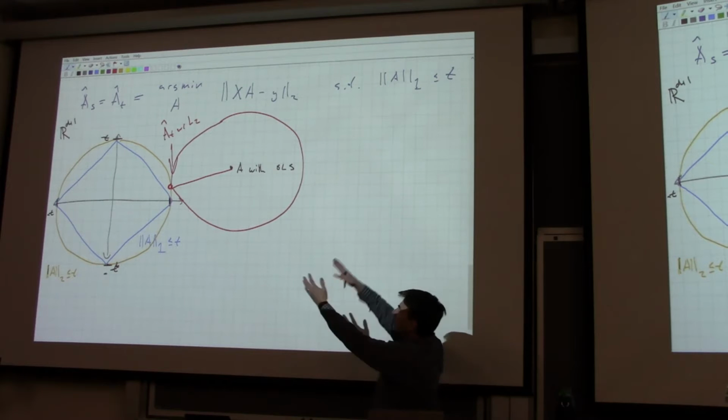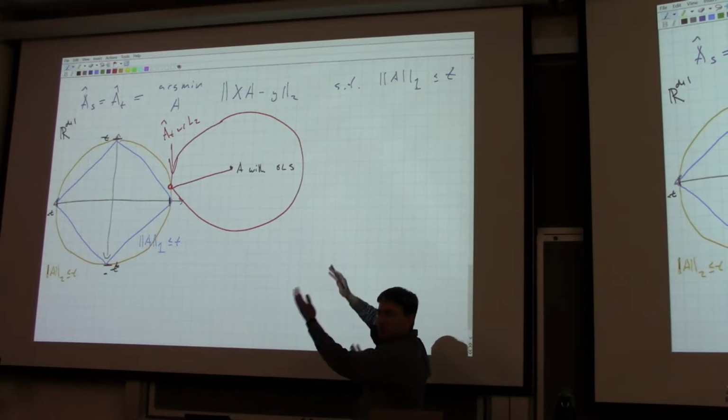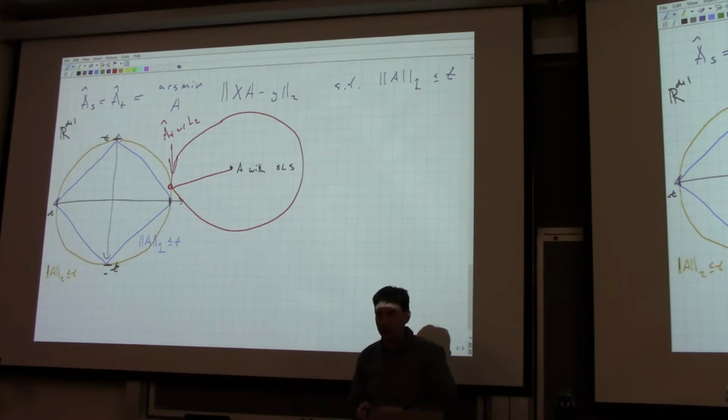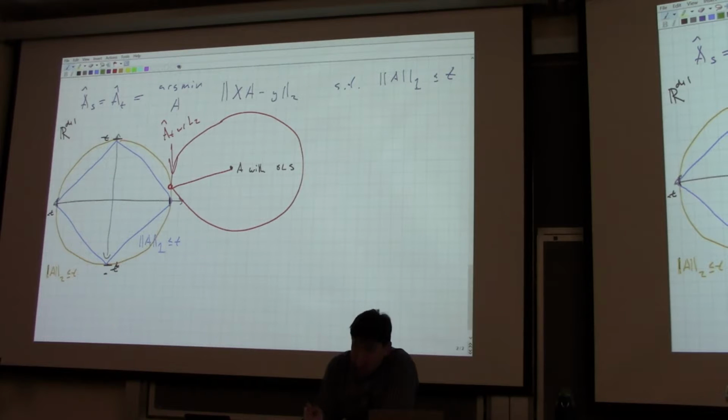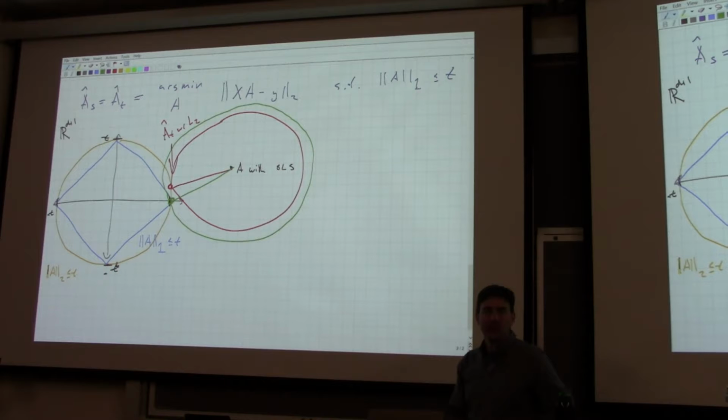I'm going to grow a ball in the L2 sense around A, the least squares solution, until I hit this blue diamond. Let me try and draw this carefully here. It's going to be a little bit bigger ball, because the L1 ball is a little bit smaller. So where is it hit? It's going to hit exactly on this corner, exactly on that vertex there. The closest point is going to be exactly on the corner.